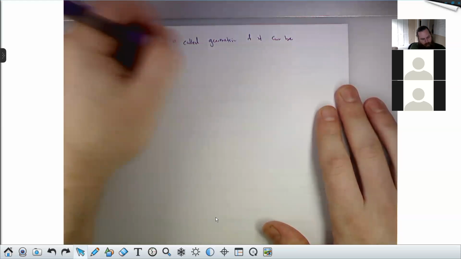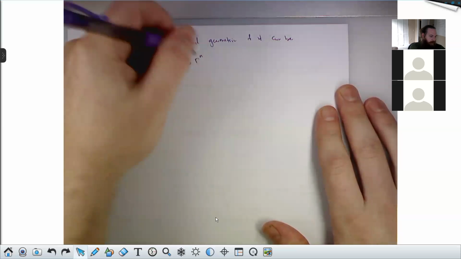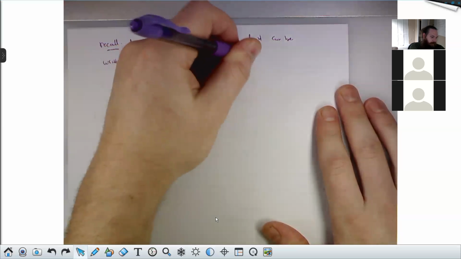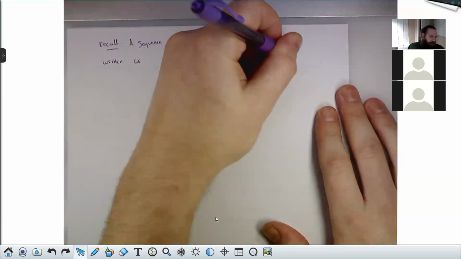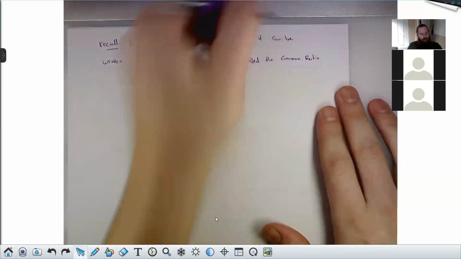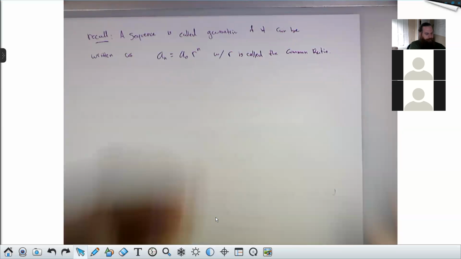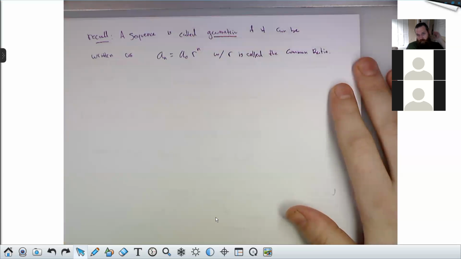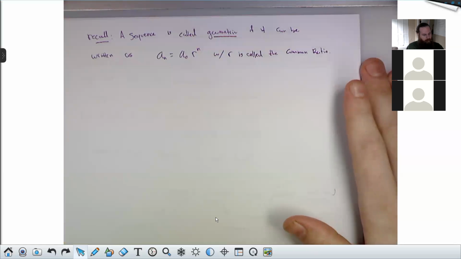a_n equals some constant, I call it a naught, times r to the n, where r is called the common ratio. So this was a geometric sequence. We need to talk a little bit about what geometric sequences do as n gets bigger and bigger and bigger.